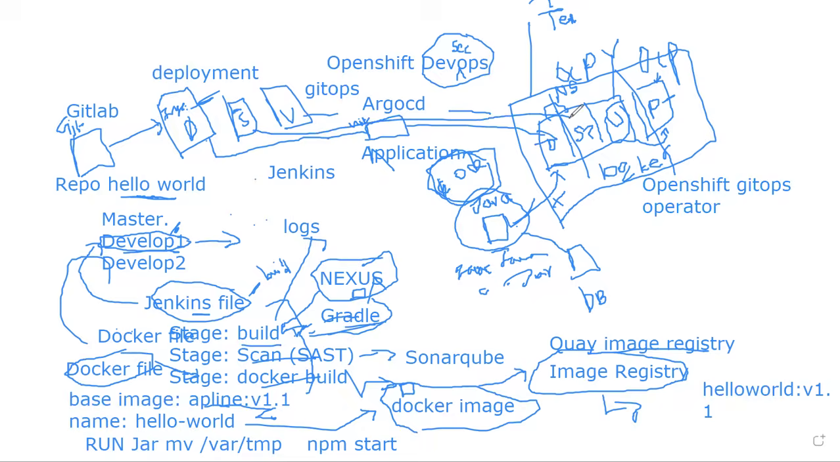Then automatically the application will be deployed to SIT through Argo CD. In Argo CD, we have to clearly mention which deployment file this service needs to use: dev, SIT, UAT, or production will each have its own deployment. This deployment repository in GitLab is maintained by me as a DevOps engineer.